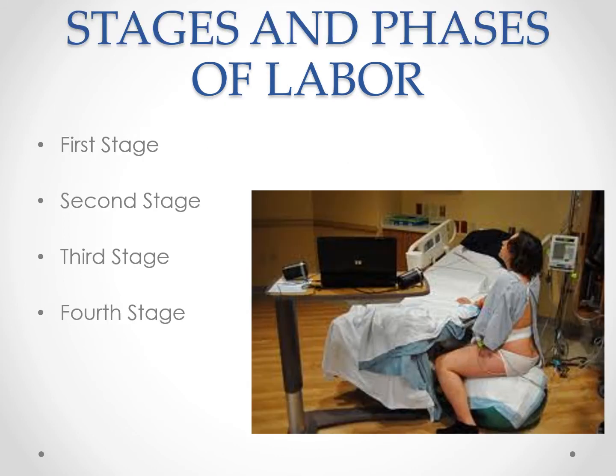So let's move on to the stages and phases of labor. There are 4 stages of labor: first, second, third, and fourth, each marked by very specific actions and events that occur during these phases of labor. And the first stage, as I mentioned earlier, I think, is the only stage that has 3 phases.